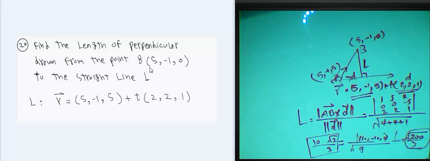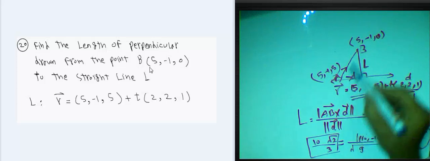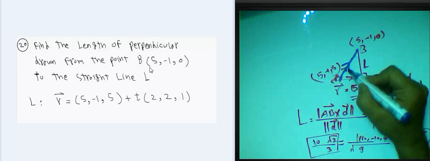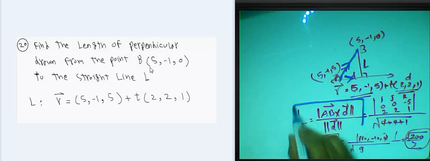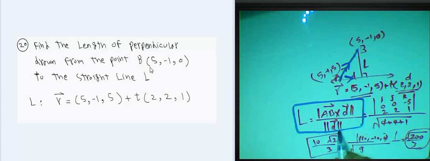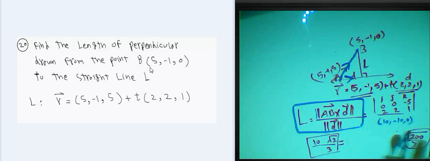Okay, this is the last question here. Understood? To find this length, we must find vector AP cross vector D over the magnitude of vector D. We can find the cross between them. It will be 10 and negative 10 and 0, and then you can find the square root of the first and second and third. It will be square root of 200 over 3, then the result will be 10 root 2 over 3 length unit.